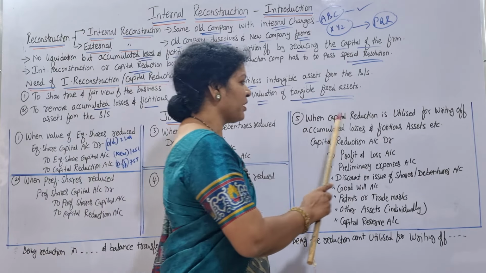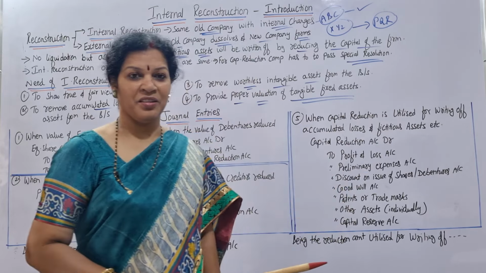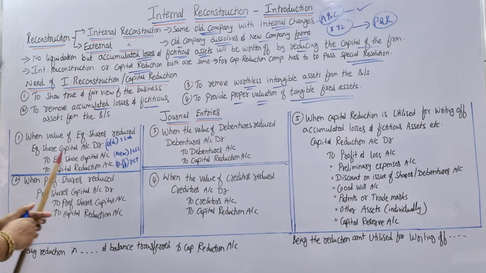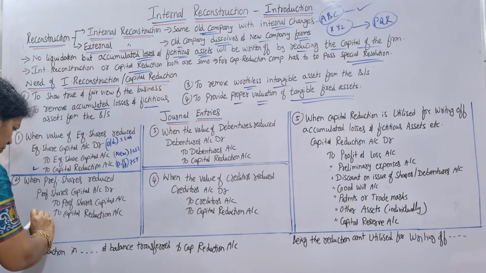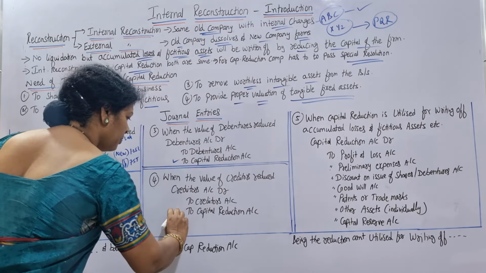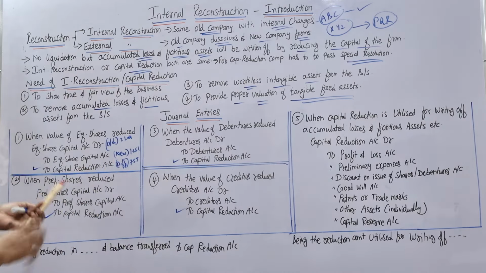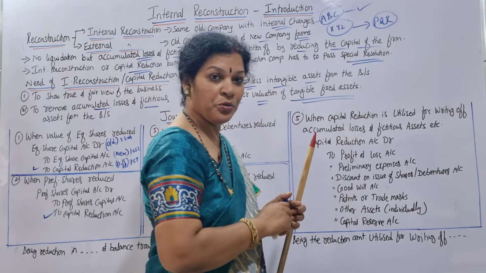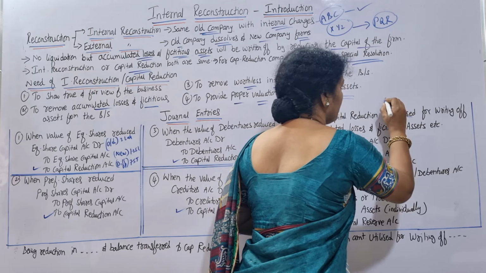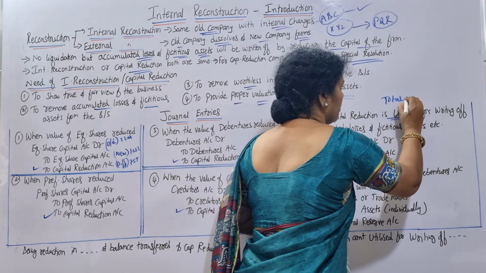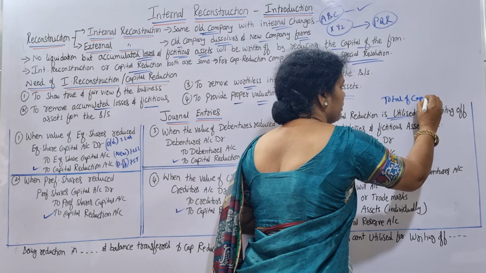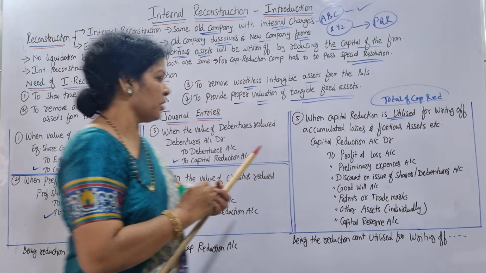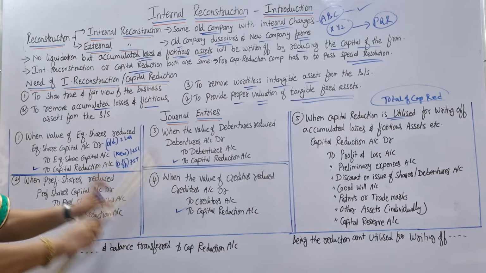The fifth entry is when capital reduction is utilized. We have capital reduction amounts, 1, 2, 3, 4. These amounts we are going to utilize. When capital reduction is utilized, it means the total of those four. Remember this. This is the capital reduction total, 1, 2, 3, 4.